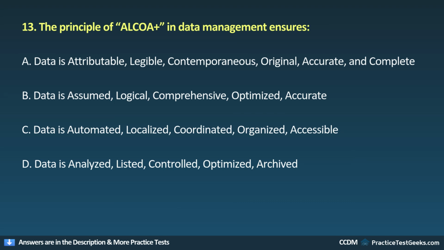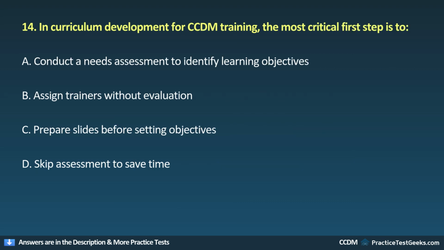B. Data is assumed, logical, comprehensive, optimized, accurate. C. Data is automated, localized, coordinated, organized, accessible. D. Data is analyzed, listed, controlled, optimized, archived. 14. In curriculum development for CCDM training, the most critical first step is to: A. Conduct a needs assessment to identify learning objectives.